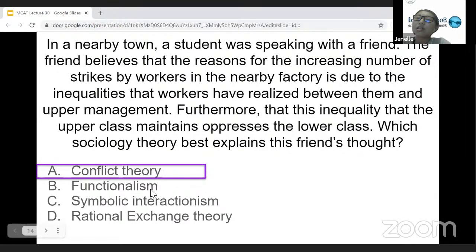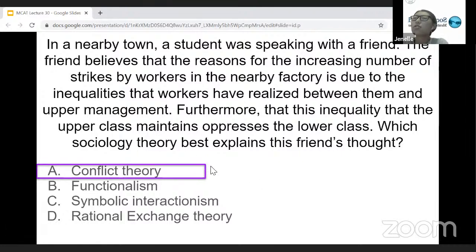Functionalism focuses more on what contributes to the stability of a society and is also on a macrosociology perspective. Both symbolic interaction and rational exchange theory are on a microsociology perspective that focuses on the individual interactions that each person has with each other. In this case, it's more the group of workers and the group of upper management, as opposed to them interacting with each other, which is why choice A is the correct answer.